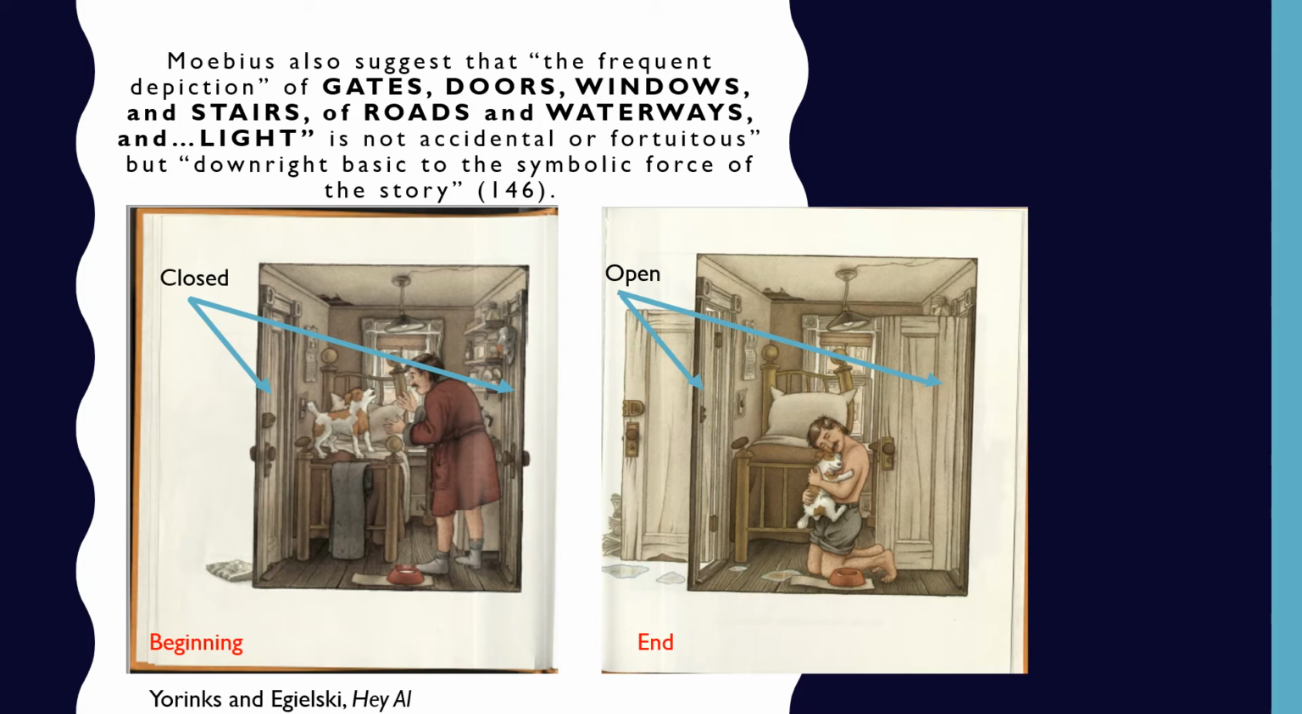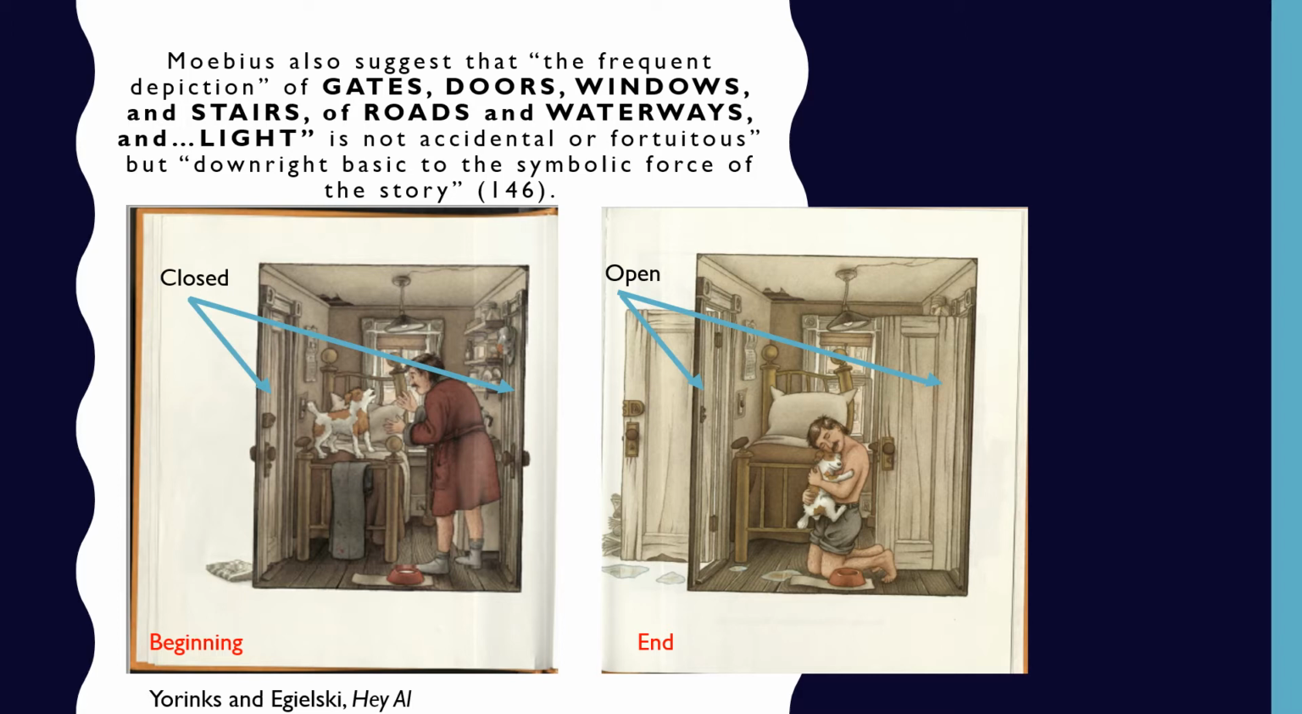So if you look at these 2 pictures, these are from Hey Al, which I have given you the entire file for the entire book at the bottom of this discussion board today, just for your reference. It's a really neat book, so I would encourage you to look through it. And if you do decide to look through it, I would really highly suggest that you look at the things like gates, doors, windows, and stairs, roads and waterways, and light throughout this text because it does really interesting things.